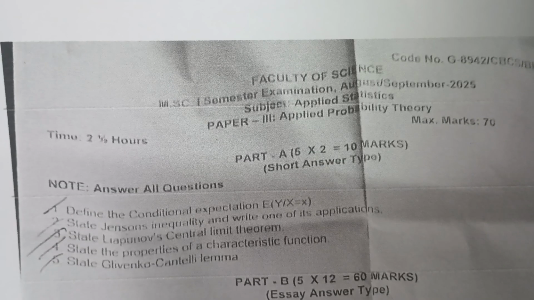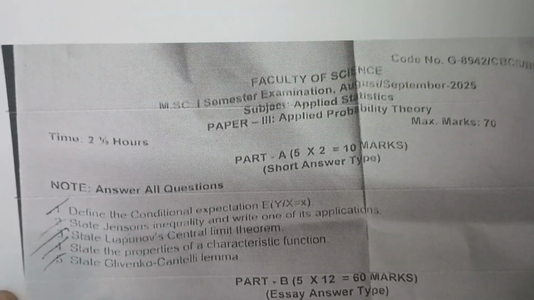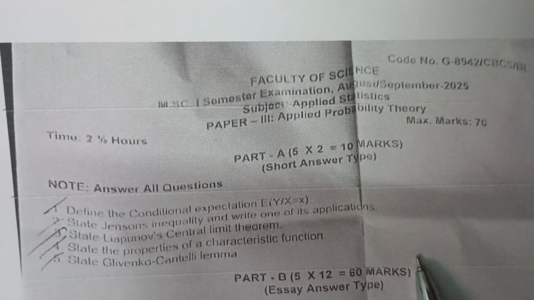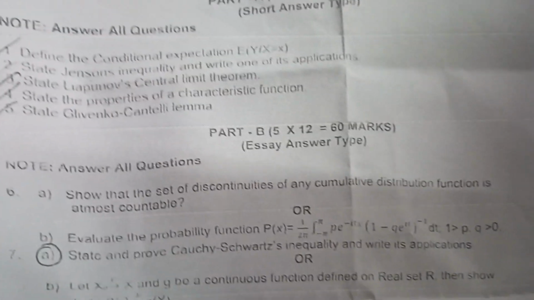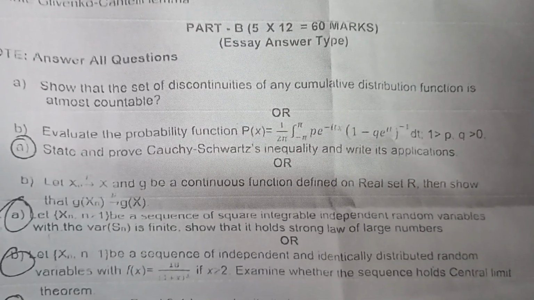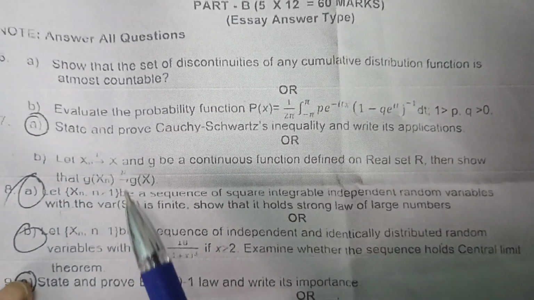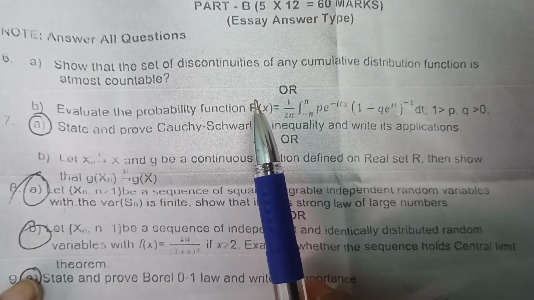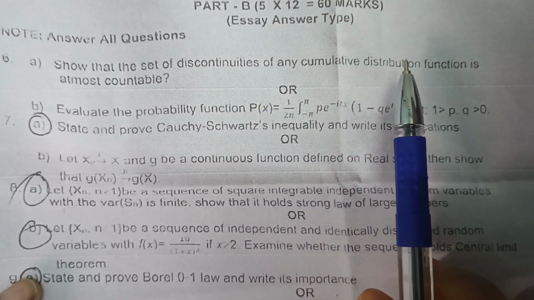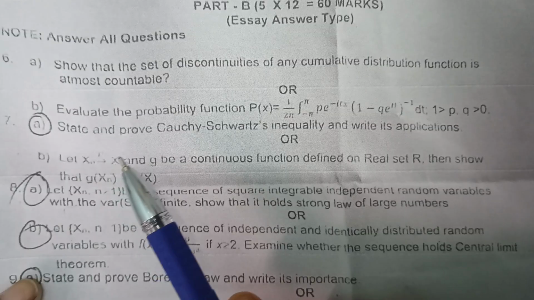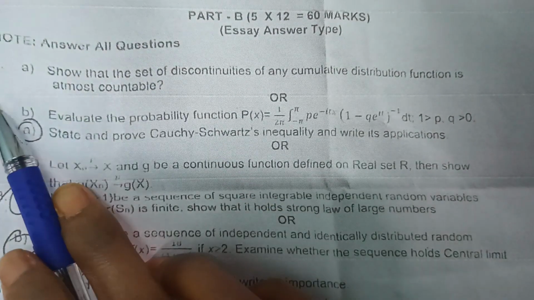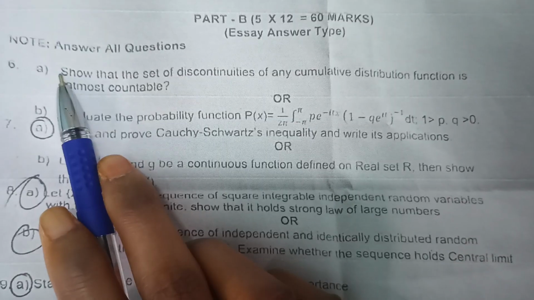And this is the previous year question paper. This is the backlog paper, I think so. And first let us see the long answer type question. Show that the set of discontinuities of any cumulative distribution function is at most countable. And this is the most important question in unit 1, the sixth question.